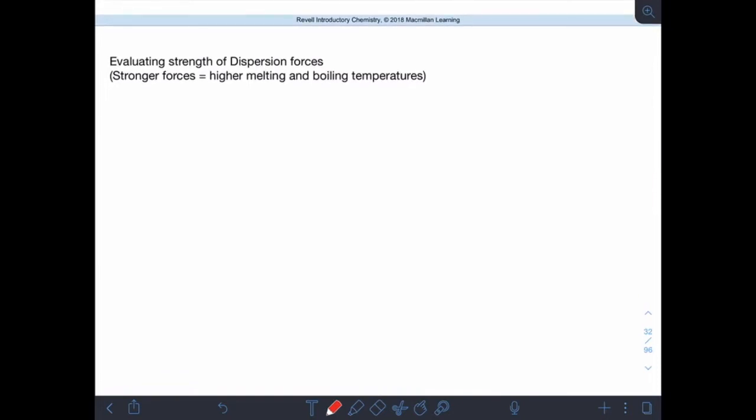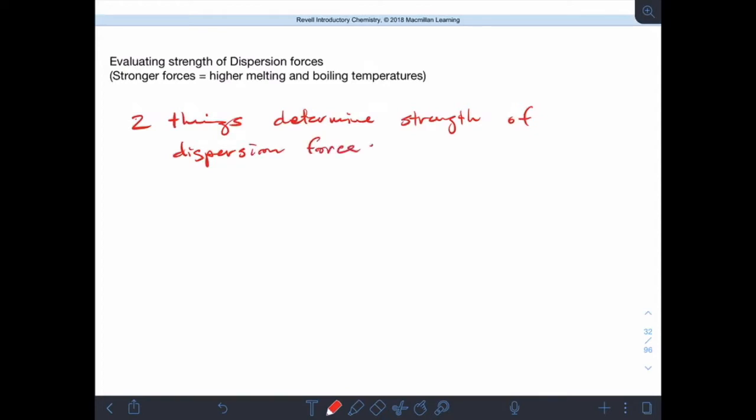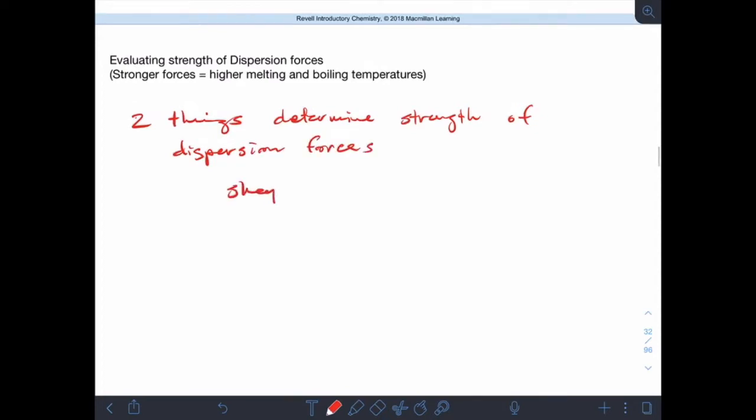So now, within dispersion forces, there are different levels or varying strengths. So, two things determine the strength of dispersion forces. Okay, and those two things are shape and size. Okay, so let's talk about shape first.